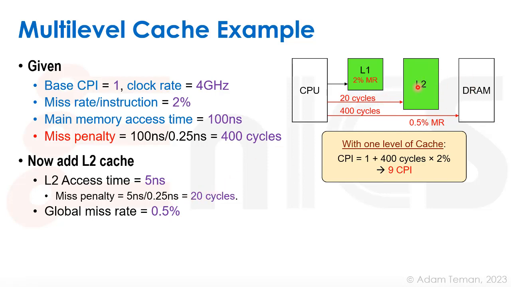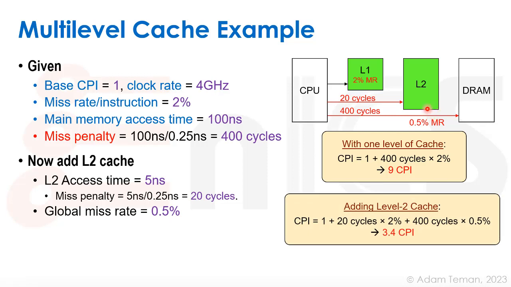So its miss rate is much lower, and it provides us a global miss rate of 0.5%. And therefore, we can figure out what our complete CPI is. It's going to be our base CPI of 1, plus 20 cycles, which is the access time to L2, times the local miss rate of L2, which is the miss rate of L1, right? So 2% of the time, we're going to be going to L2.